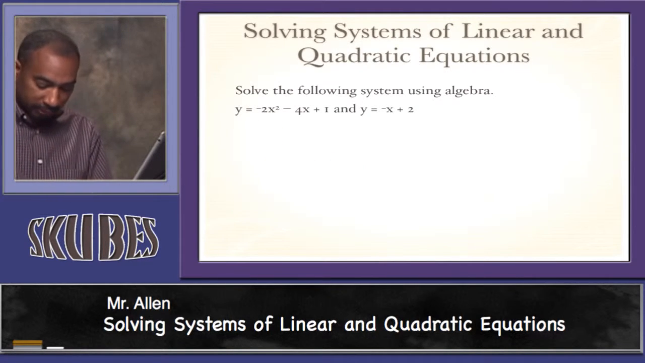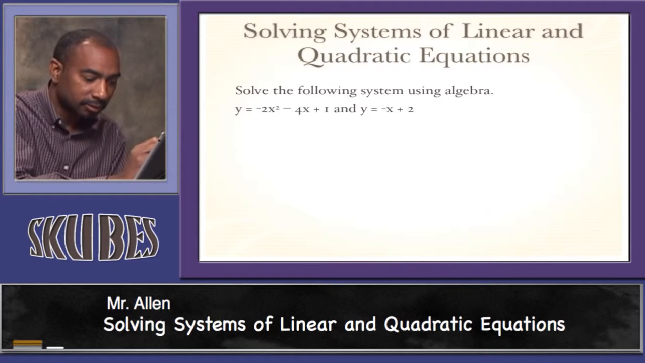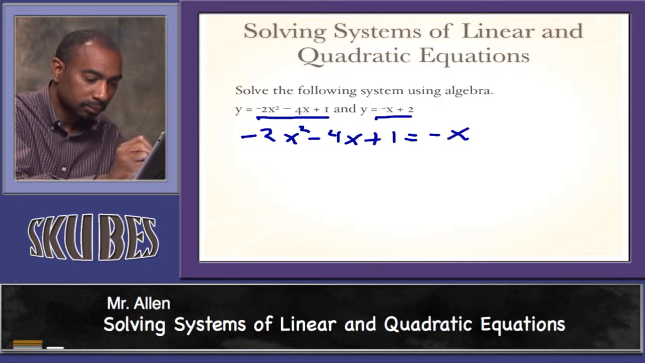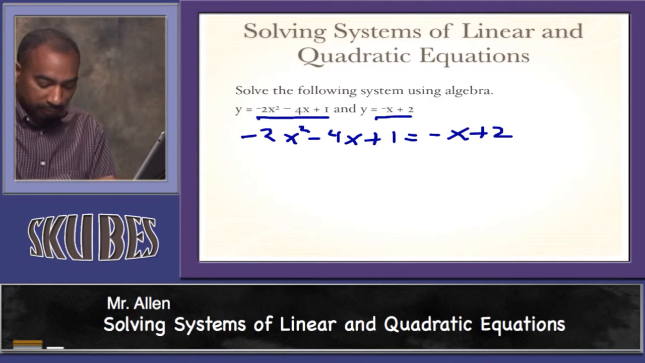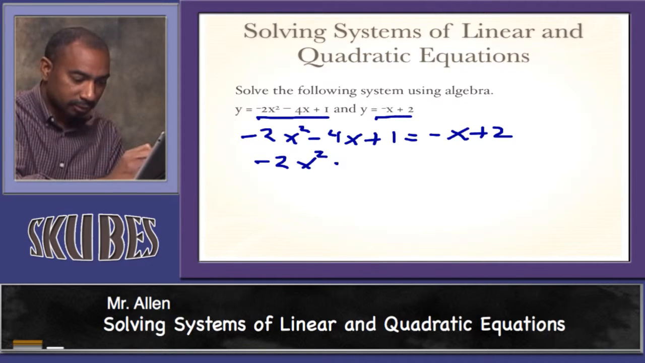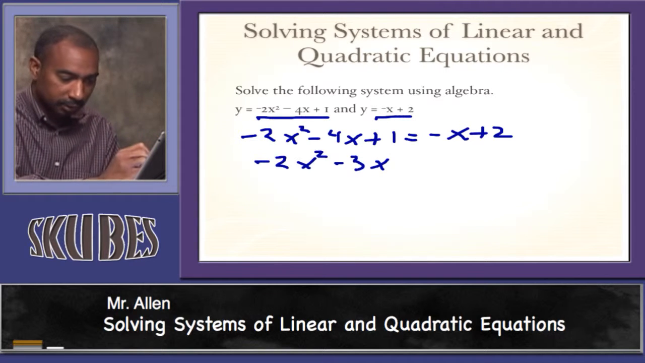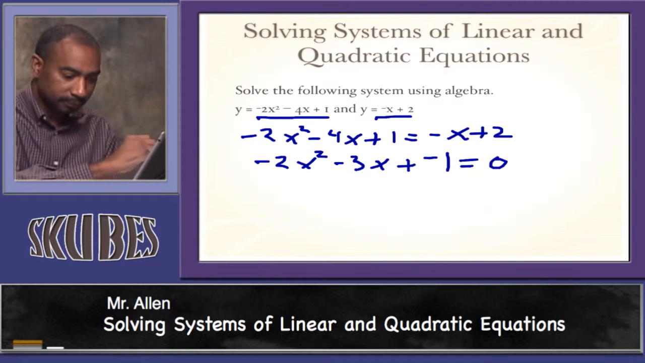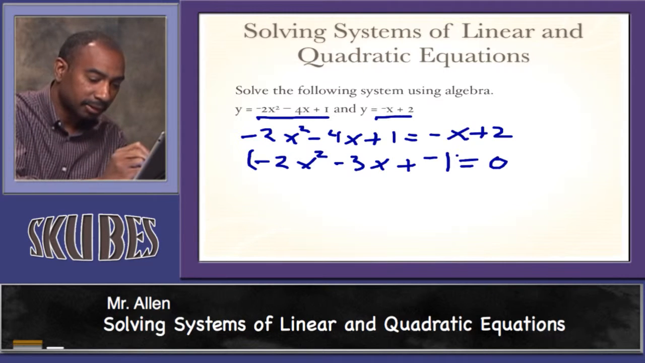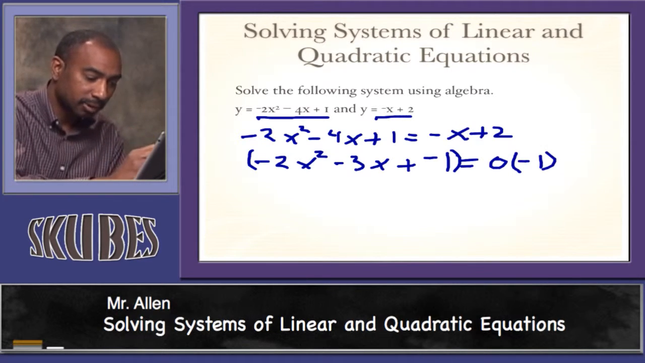If you were to solve it algebraically, you would set these two expressions equal to each other because y is the same number. And then you just simplify that. It'd be negative 2x squared minus 3x plus negative 1 equals 0. And if you want to get rid of the negatives, you can multiply both sides by negative 1, as long as you do it to both sides. So you can deal with positive values here.